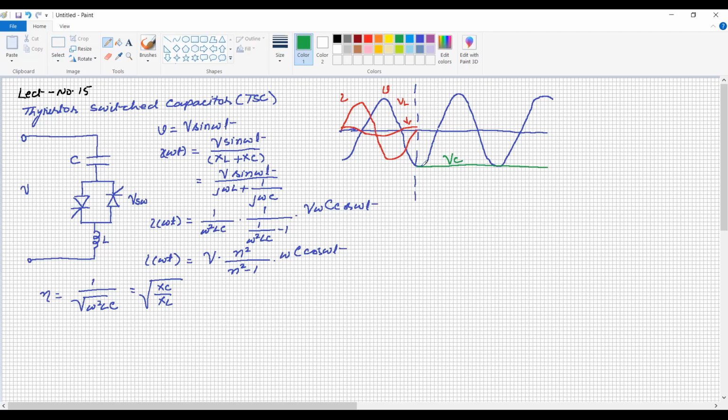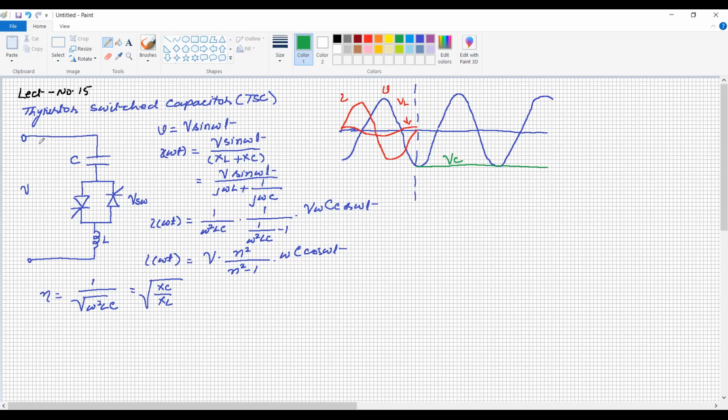Because if we are switching the capacitor during this time, the current becomes the transient current, or the transient will be 0, and we can say that the switching of the capacitor is transient free. Otherwise, it will increase the transient in the condition. Now, this is something which is related to capacitor switching on and switching off.